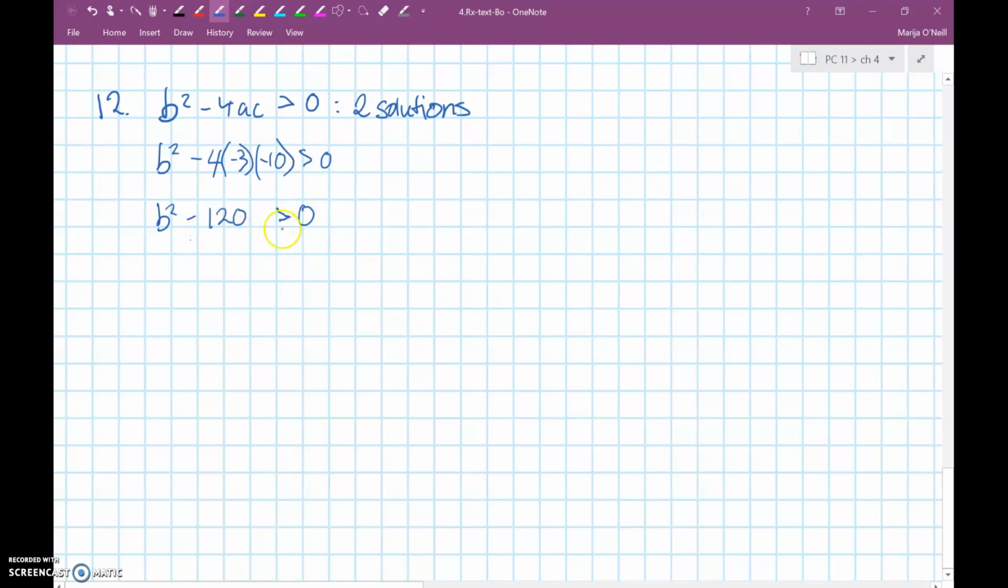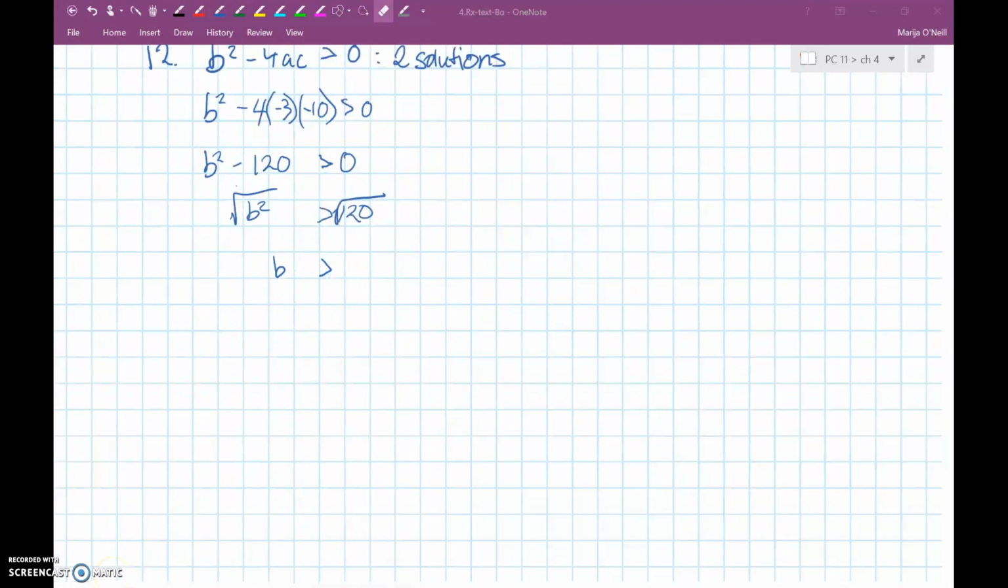And then I'm going to add that to both sides, so b squared is greater than 120. And then, to figure that out, I'm just going to square root it. And then this equals 10.95. But because it's a square root, we don't know if that was the square root of a negative number or positive. So I think you just turn it around, because when you multiply and divide by a negative number, you turn it around as well. So b is greater than 10.95.